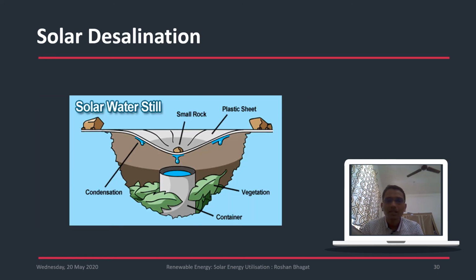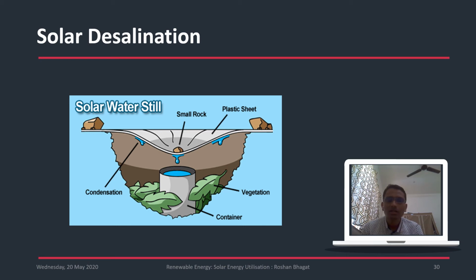Now next thing is solar desalination. You might have seen this kind of thing at many places, like if salt water is available and you don't have access to fresh water. In such cases, the salt water can be evaporated, and that can be converted into fresh water. Now let us see the simple technique for how it can be done.